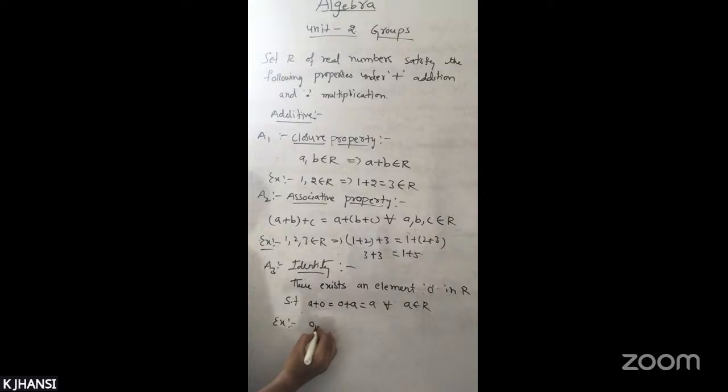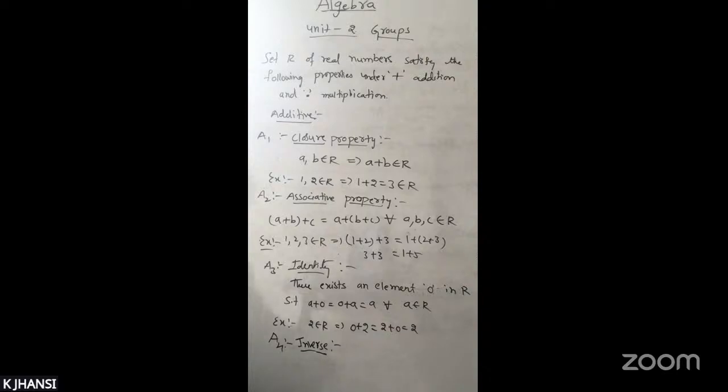If 0 comma any element we have, that is, A element you are taking, 2 belongs to R, implies what will happen? 0 plus 2 is equal to 2 plus 0 is equal to 2. So it is satisfying the identity property here. Next, the fourth property is A4. A4 is the inverse property.